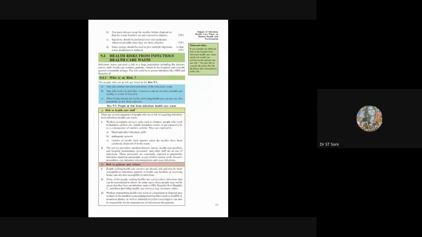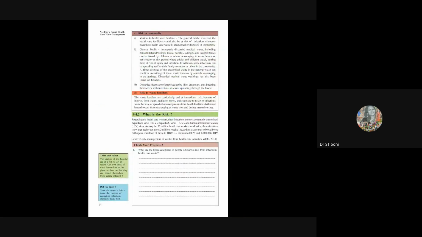And also the healthcare workers, it is a big risk. And to the scavengers and informal recyclers, those who are handling it, the rag pickers and all, this is a big risk to them also. And this is the risk to the waste handler, risk to the community also.